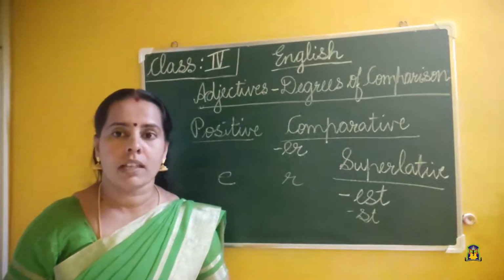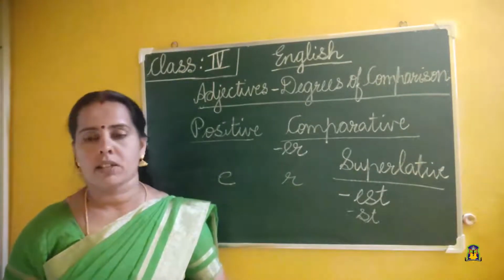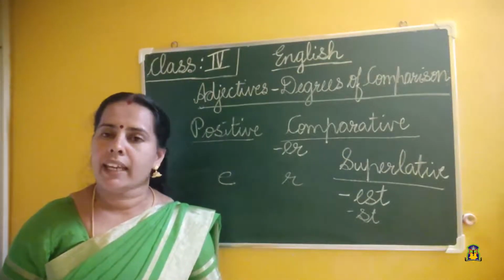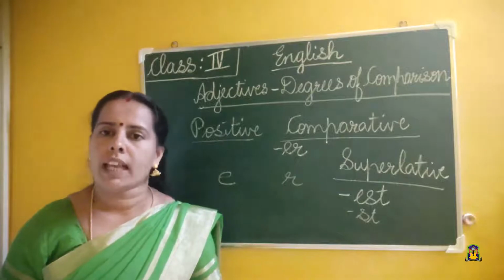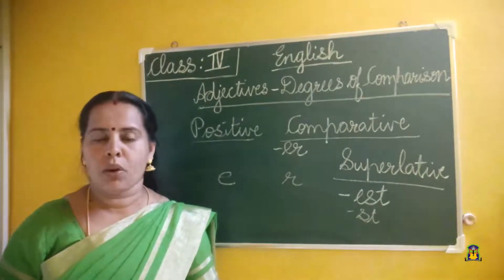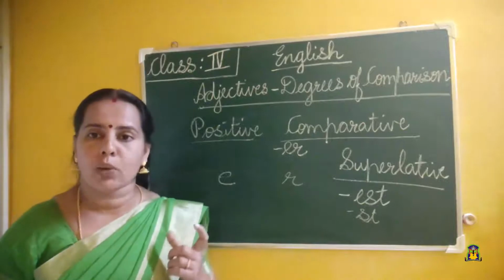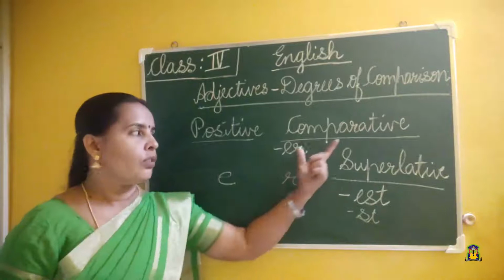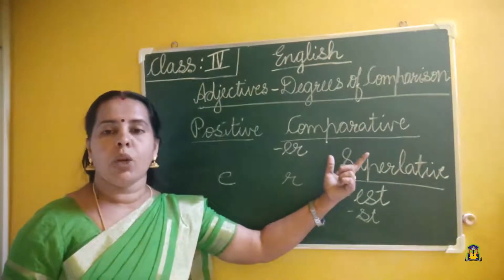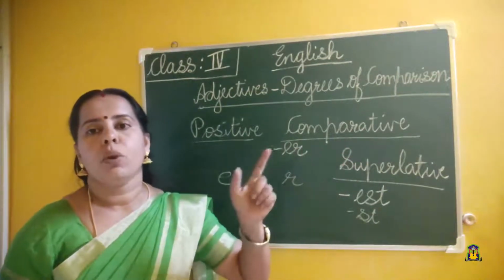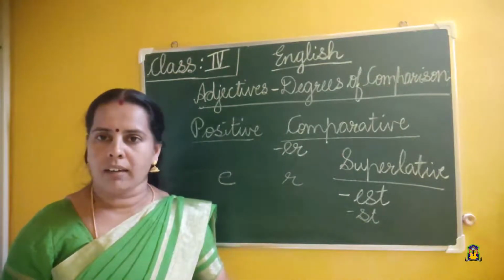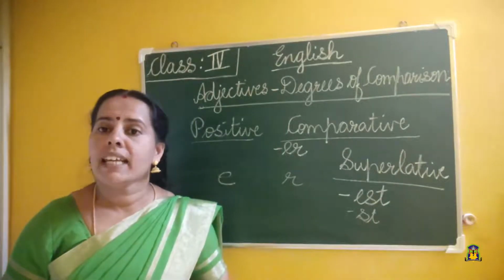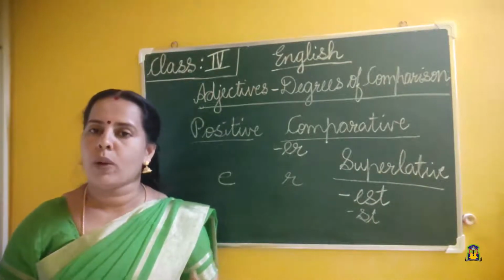Okay, children. Now, the third rule is, if the adjective ends in Y and there is a consonant before Y. Consonant. We have studied vowels and consonants from the lower classes. Vowels. 5 vowels. A, E, I, O, U. All of the other letters are consonants. So, if the adjective ends in Y and there is a consonant before that, to form the comparative degree, we change Y to I-E-R. And in the superlative form, we add I-E-S-T.